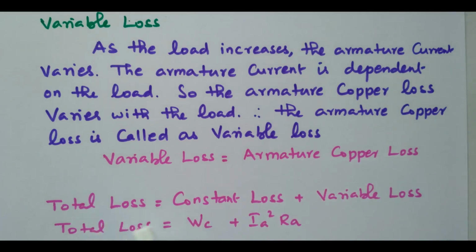So, the total loss is nothing but constant loss plus variable loss. The constant loss is taken as Wc, the variable loss is Ia square into Ra, the loss due to the armature winding. The sum of these two is the total loss: Wc plus Ia square into Ra. So, in this video we discussed efficiency. In efficiency, losses are a very important thing. We discussed majorly three types of losses: copper loss, iron loss and mechanical loss. Further, we classified them into constant loss and variable loss.